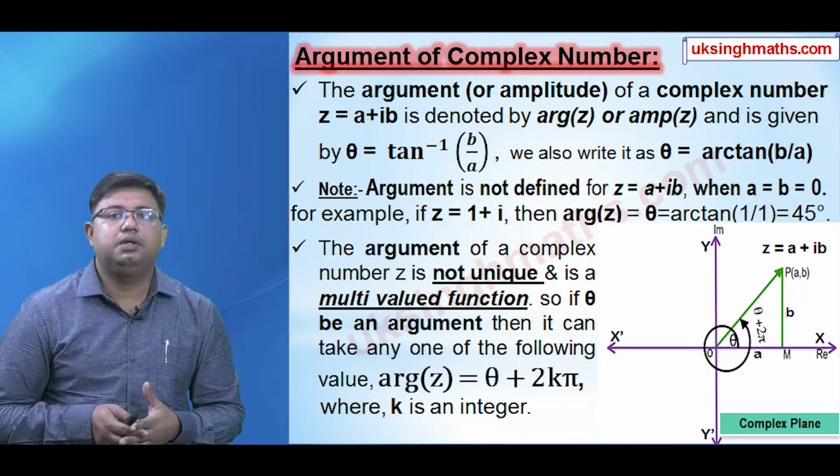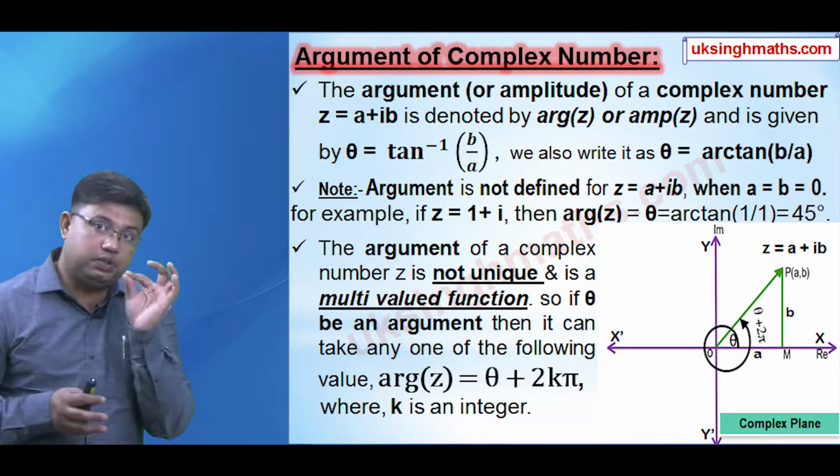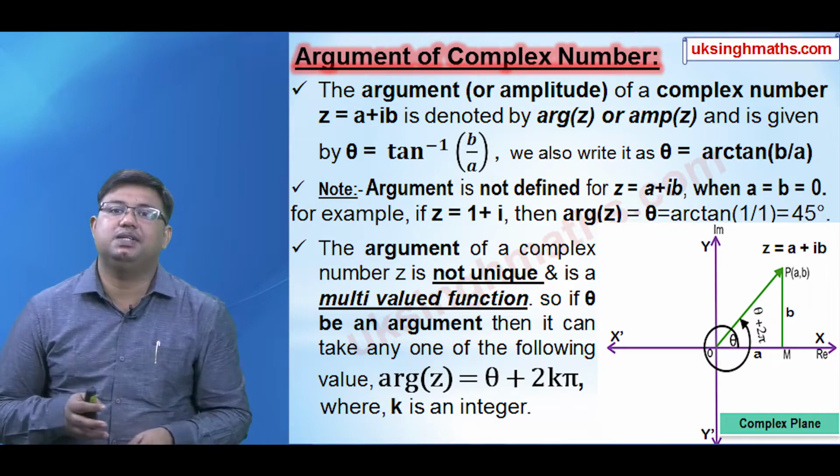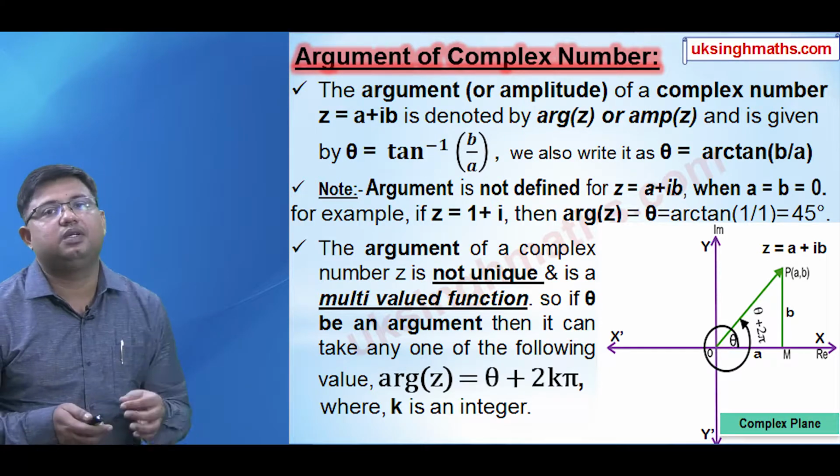So in general, you can write the argument of z equal to theta plus 2k pi, where k is an integer. Since k is an integer, it can take care of both positive and negative values.